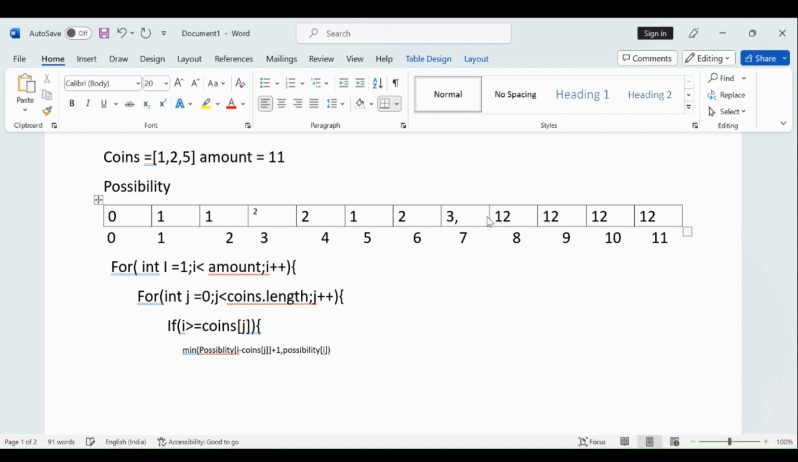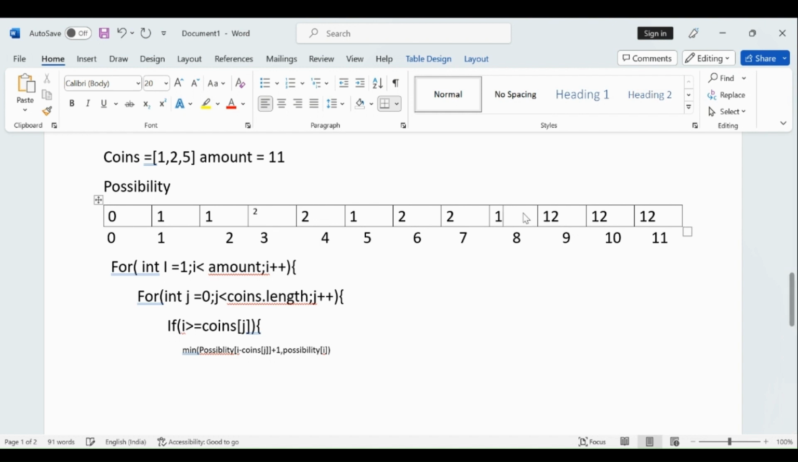Now let's say you are trying to use coin 2. So 7 minus 2, we have 5. What was the minimum coins required to reach the amount 5? It was 1. So 1 plus 1, your answer will be 2. And what is the minimum between 3 and 2? Minimum is 2. So your answer will be 2. Now let's say you try to use coin 5. So 7 minus 5 is 2, and the minimum coins required to make up the amount 2 was 1. And again we are using one more coin, which is 5 in this case. So 1 plus 1 is 2, and the minimum between 2 and 2 is 2, so no need to change.